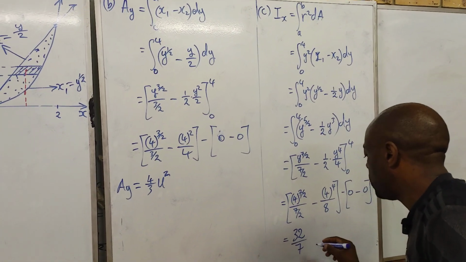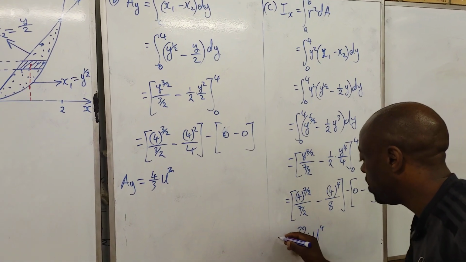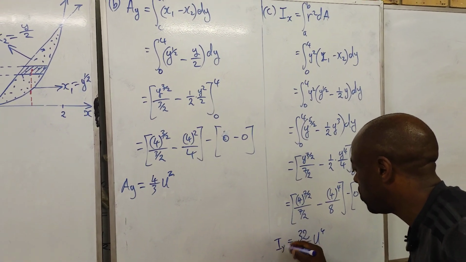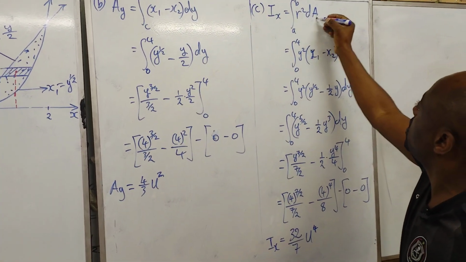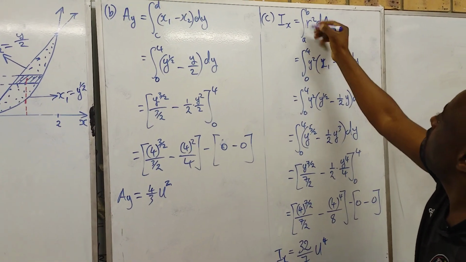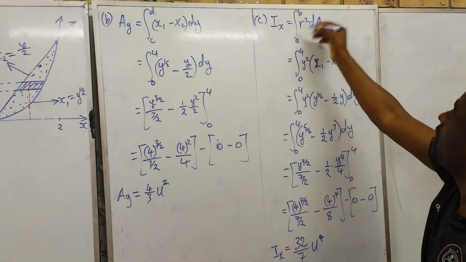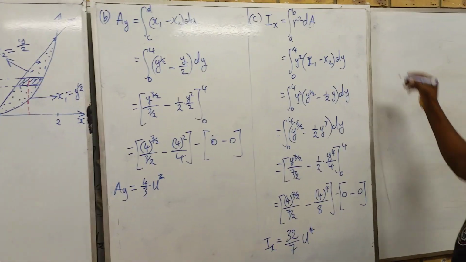32 over 7. If you are interested in unit, it's u to the power 4. In maths in 6, we don't bother much about unit, but if you want to know how u to the power 4 comes about, you see the formula says dA is an element of area, so the unit is squared. Then unit r squared, the unit is also squared. When you multiply that, you get your unit to the power 4.